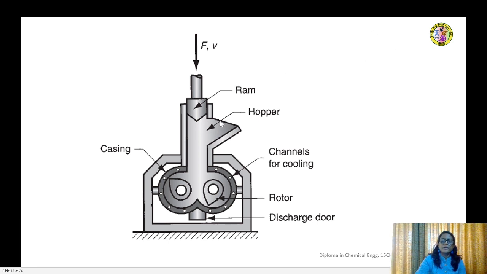So this is a hopper for taking in the feed, and this is the ram which is moved down during the operation to maintain a pressure. This is how we can provide channels around the mixing chamber for cooling purpose, and this is the rotor, and this is a discharge opening at the bottom.